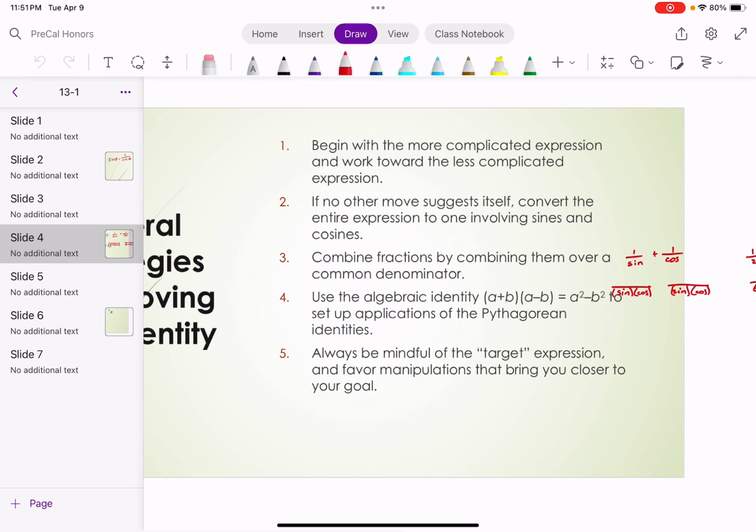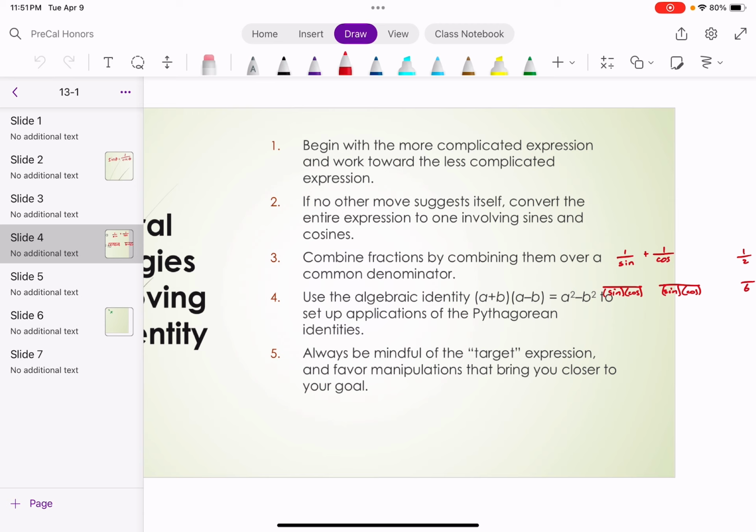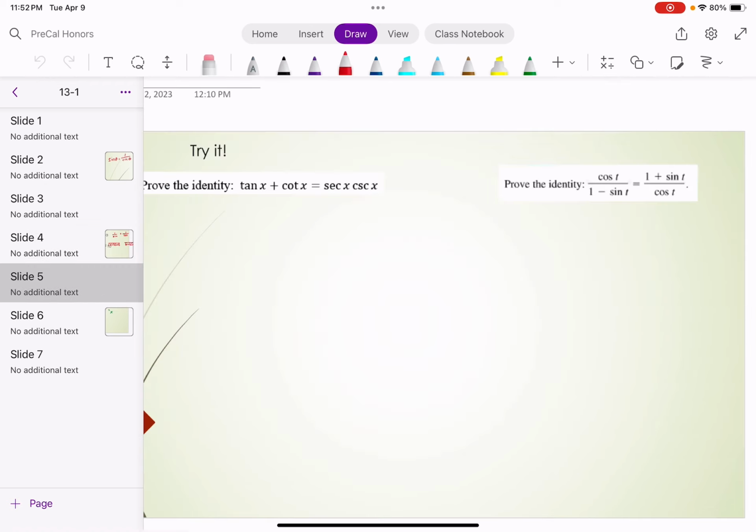Number 5, always be mindful of the target. So you want to make sure that you have an eye on the prize as far as what you are trying to get close to, and you're consistently trying to make it as close to that answer as possible. Let's begin with slide 5.